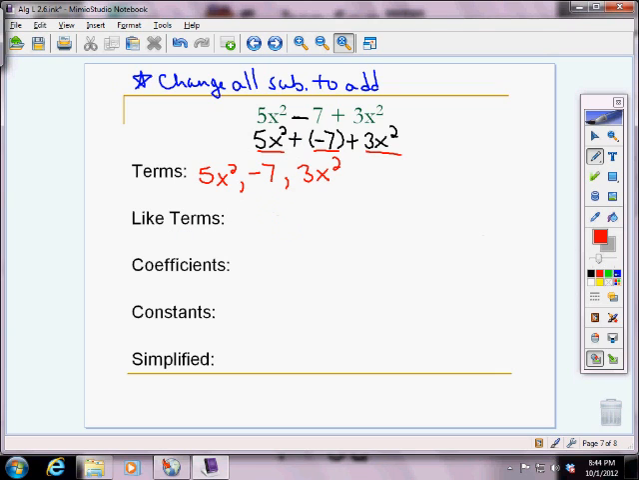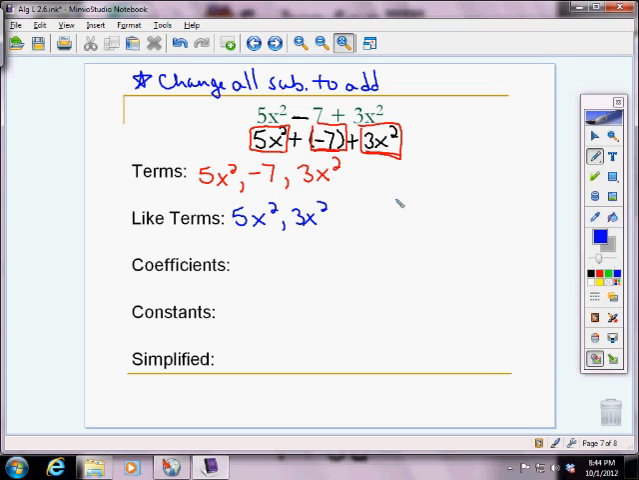Now, like terms have identical variable parts. So if you look at your terms, and remember we just listed our terms, 5x squared, negative 7, and 3x squared, like terms have identical variables. So if you look at these, which ones have identical variables? Well, the 5x squared and the 3x squared. They would be considered like terms.